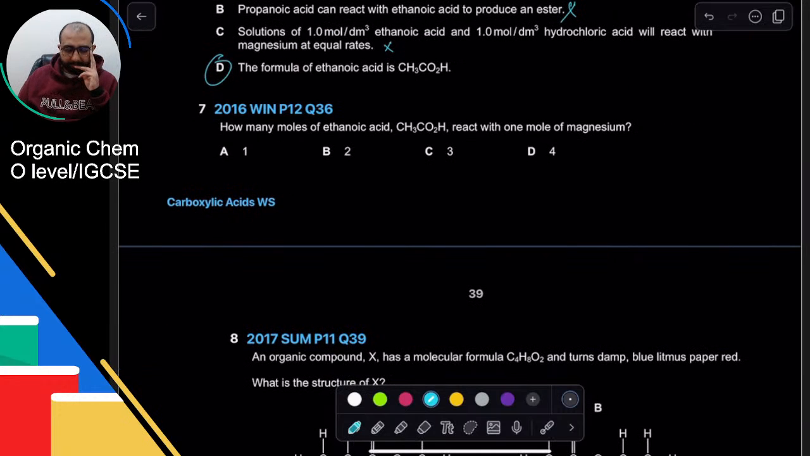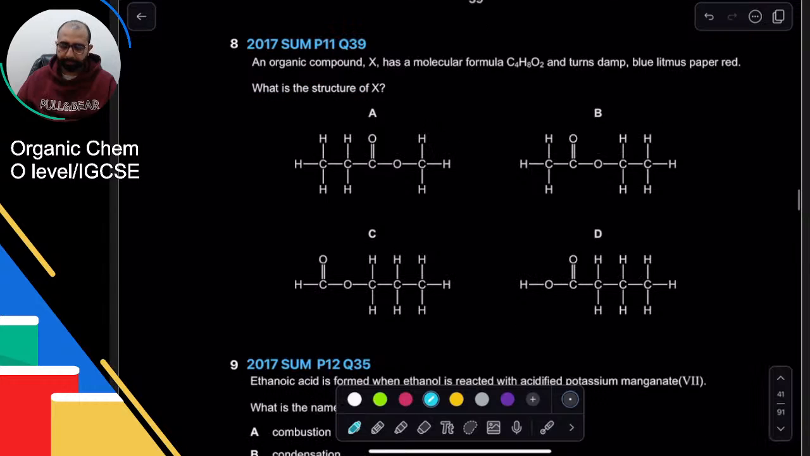How many moles of ethanoic acid react with 1 mole of magnesium? So magnesium gives away 2 electrons. Hydrogen ion takes 1. That means it produces 1 H plus, and it needs 2 to completely react. So that reduces 2, and this is 1. So this means you need 2 moles of ethanoic acid. If you want, you can make an equation and then you will be fine as well.